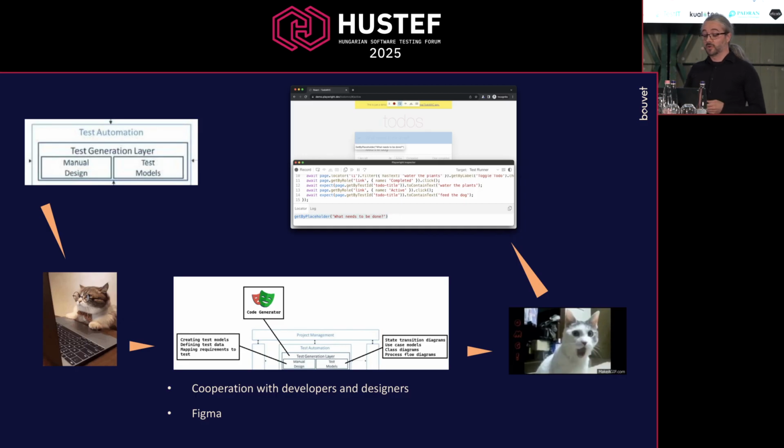This is also a golden opportunity to cooperate with your colleagues, for example, your developers and designers, because you can use all levels of the system to extract information and test cases. For example, from the Figma design drawings.